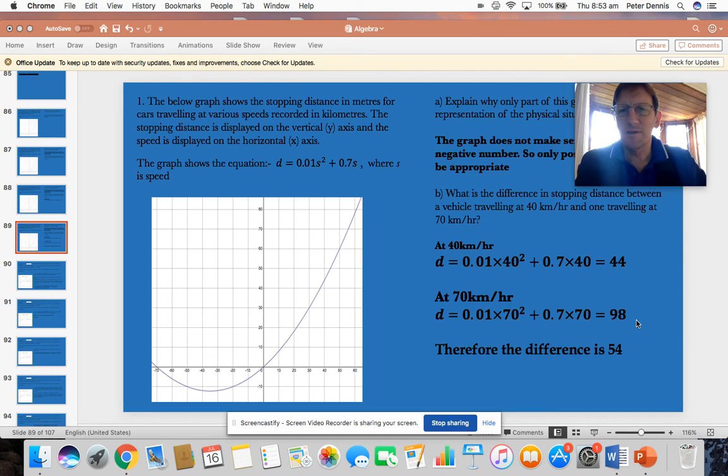We go back, what was the question? What is the difference in stopping distance? 58 meters. Probably good to have meters on there, but hopefully that makes sense.